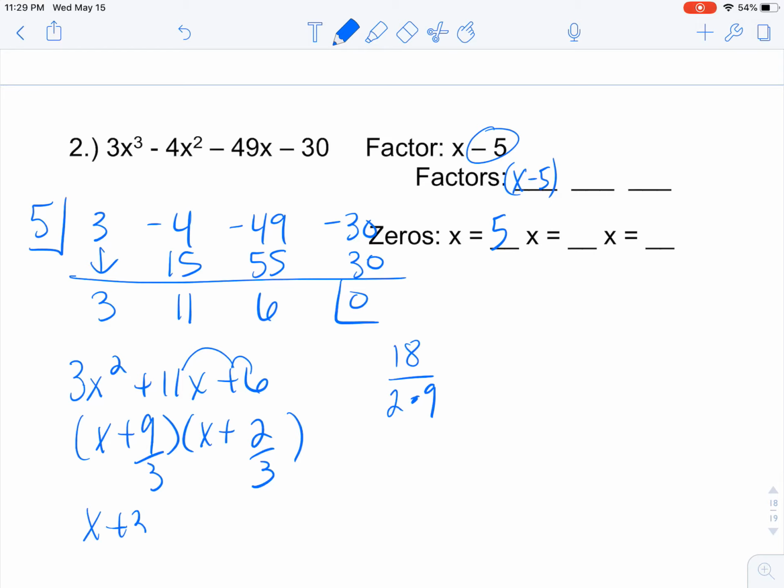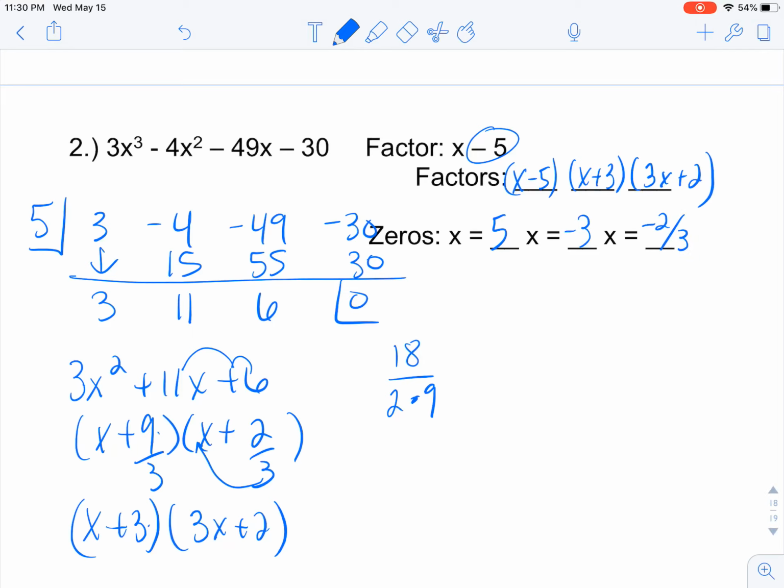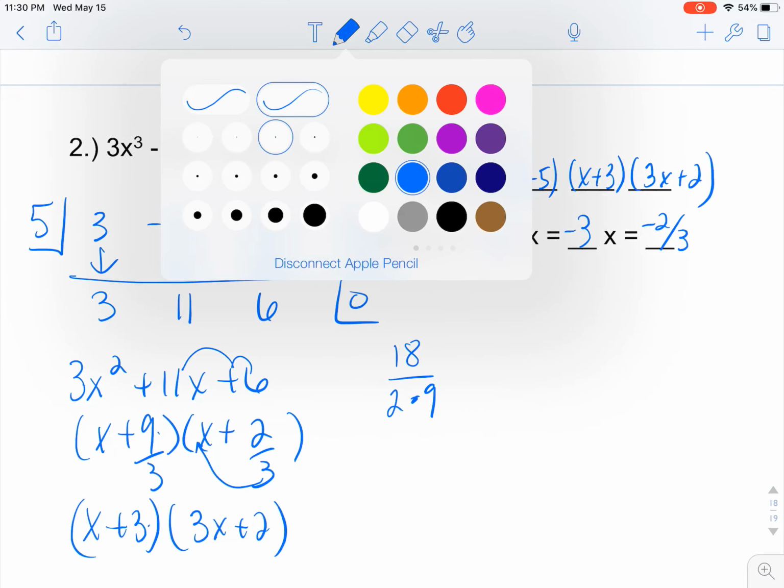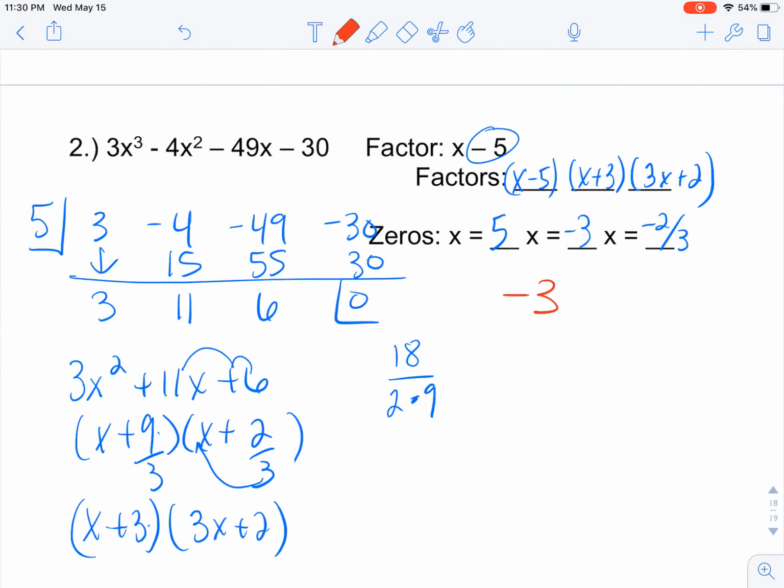So we have x plus 3. 9 divided by 3 is 3. And then here, this doesn't divide evenly, so pull it ahead. So 3x plus 2. So I've got x plus 3 and 3x plus 2. This is negative 3 and then negative 2/3. On the exam, when you enter in your answers, you're going to have to go least to greatest. So my smallest number is negative 3. My next one would be negative 2/3. And then finally 5 when I enter it in.